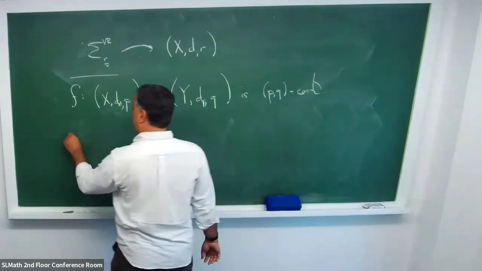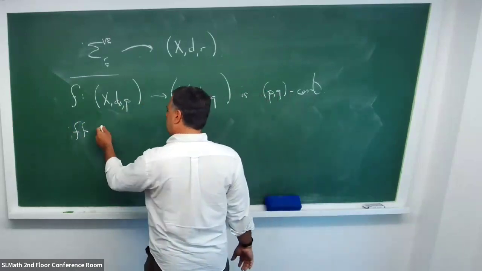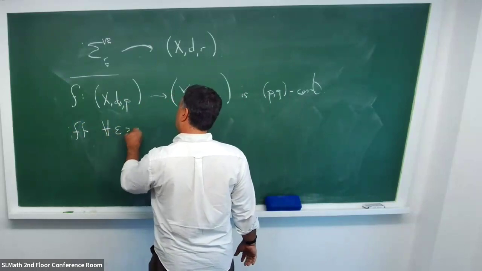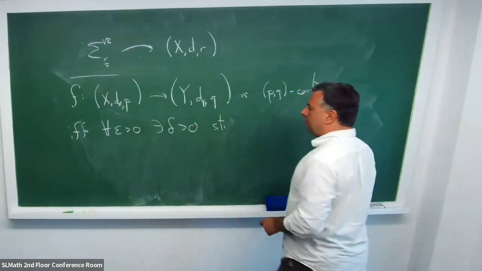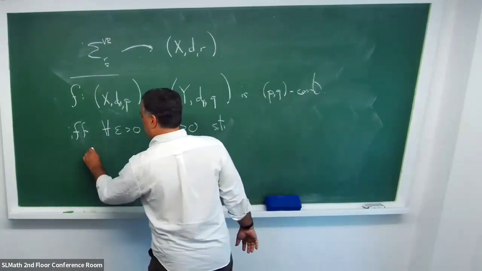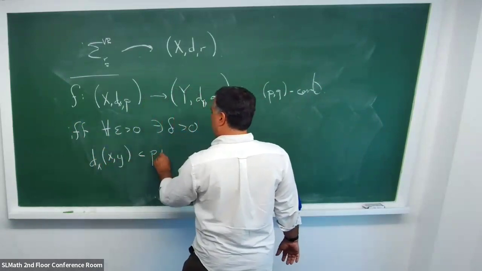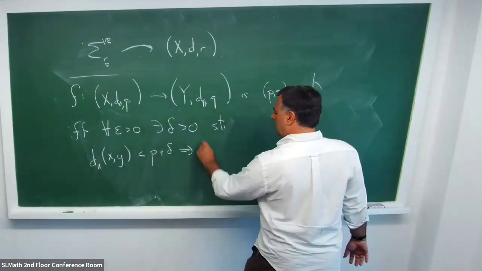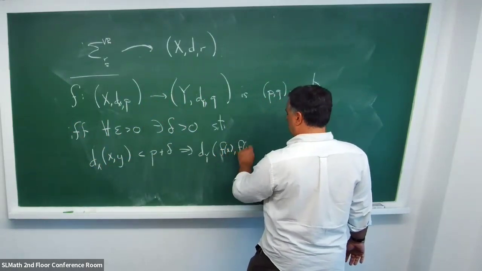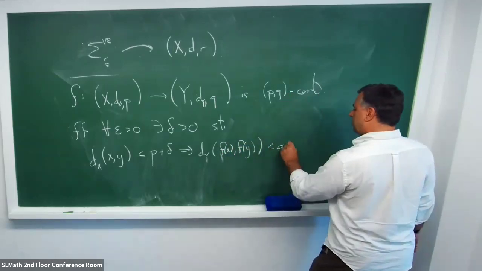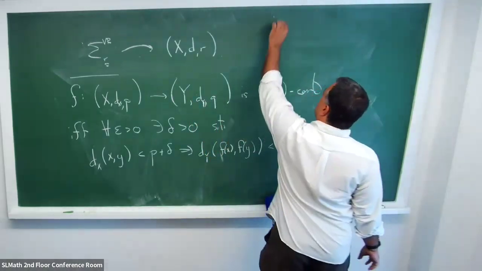If and only if, and let's change a little the standard epsilon-delta definition of continuity. So for every epsilon greater than 0, there is a delta greater than 0, such that d_X less than p plus delta implies d_Y is less than q plus epsilon. Okay. So now, remember this first example. Let's see what happens.